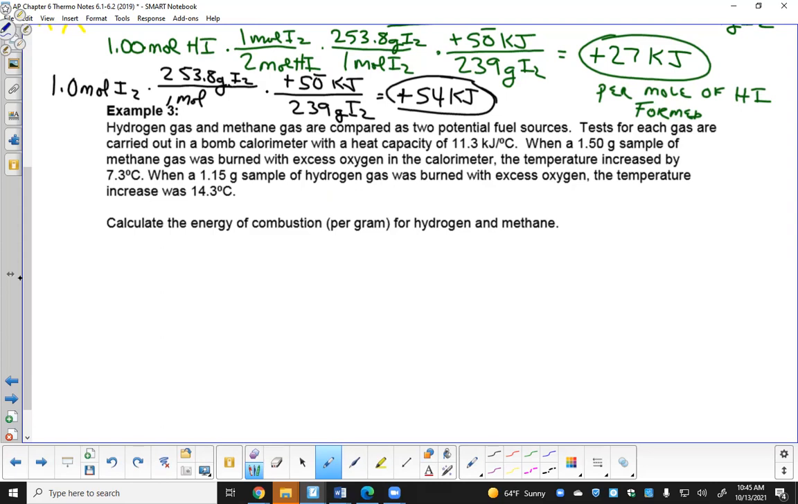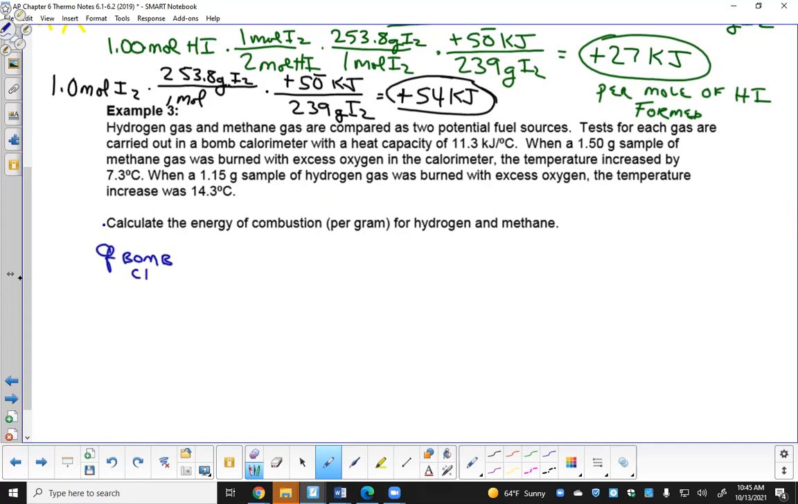We take a 1.5 gram sample of methane and burn it in an excess of oxygen, and we have a temperature increase in the bomb calorimeter of 7.3. Then we do the same thing with hydrogen gas, and we get an increase of 14.3. We do have different quantities of hydrogen and methane, so we've got to make sure we plug in the numbers and compare them on a level playing field. Ultimately, we want to calculate the energy of the combustion of hydrogen and methane.